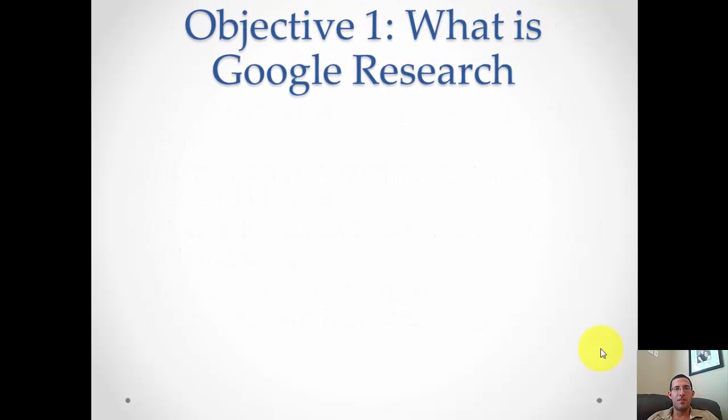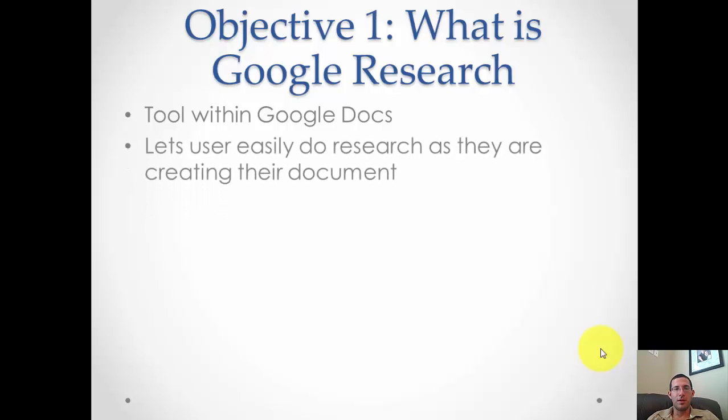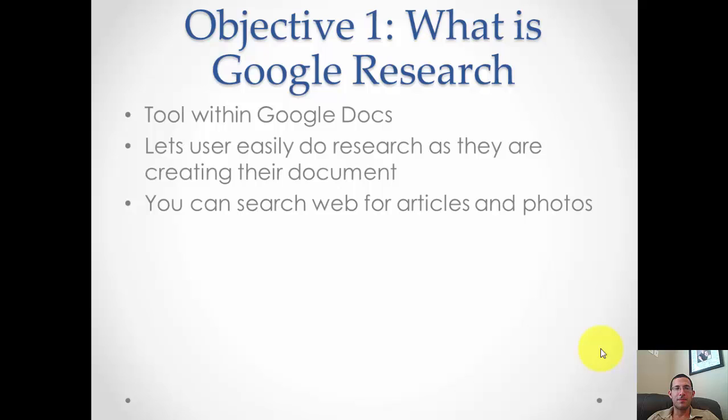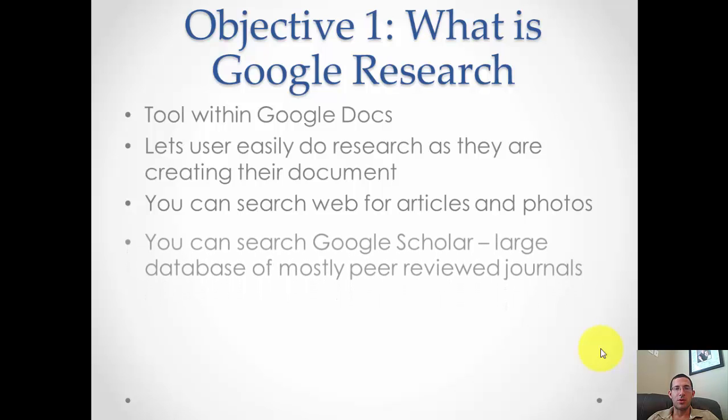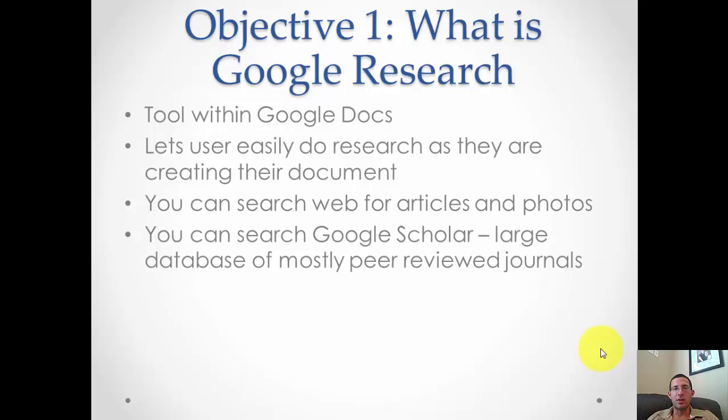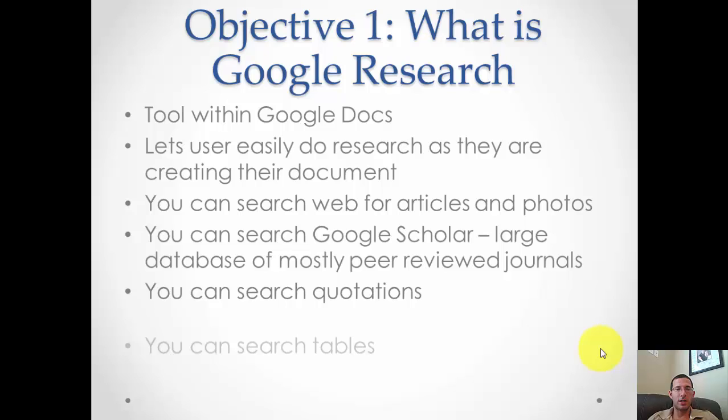Okay. So what is Google Research? That's just a tool within Google Docs. You'll see once we open our Google Docs, we're going to go to Tools and Google Research and use that to help us write our paper. It lets users easily do research as they're creating their document. You can search the web for articles and photos. You can also search Google Scholar, which is a large database of mostly peer-reviewed journals. You can use search quotations, and you can also search tables. So there's a lot of ways that you can pull in different media to improve your research paper.